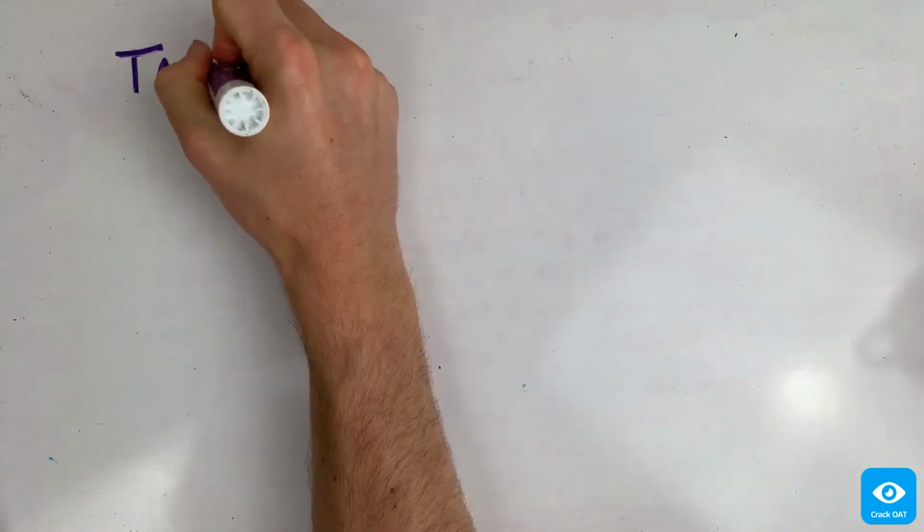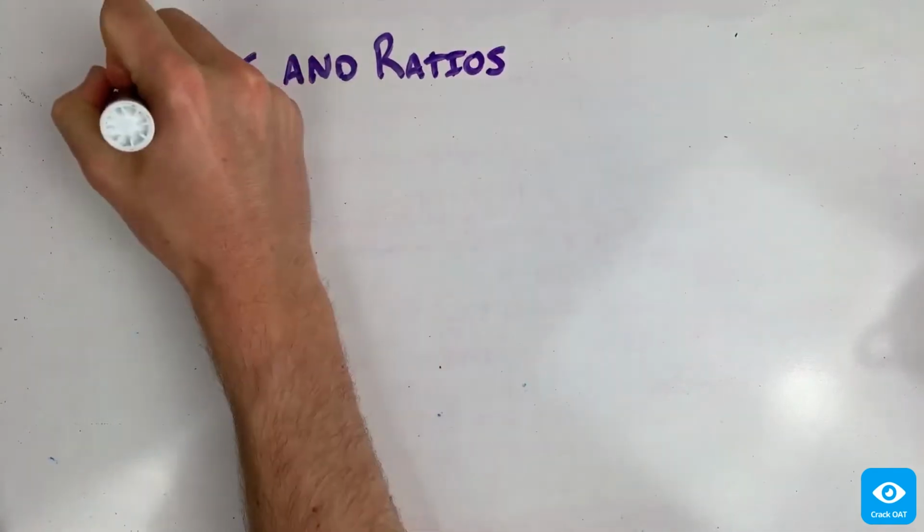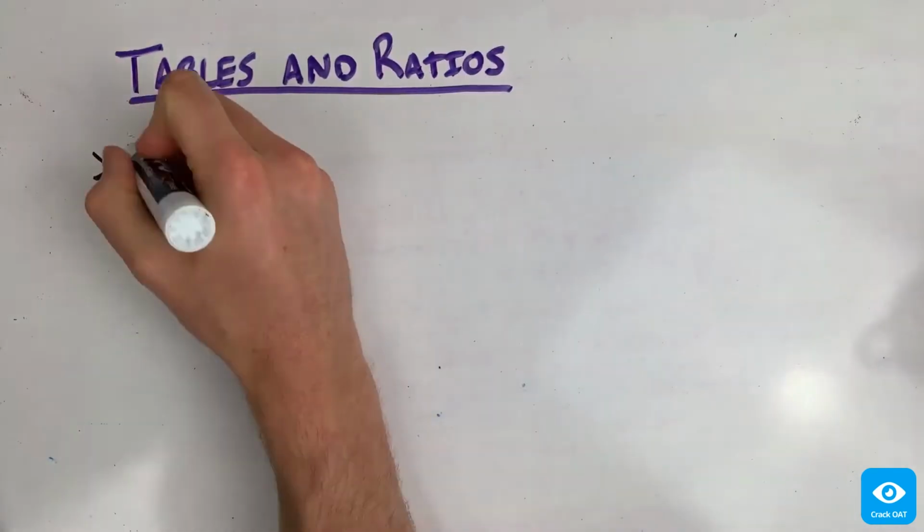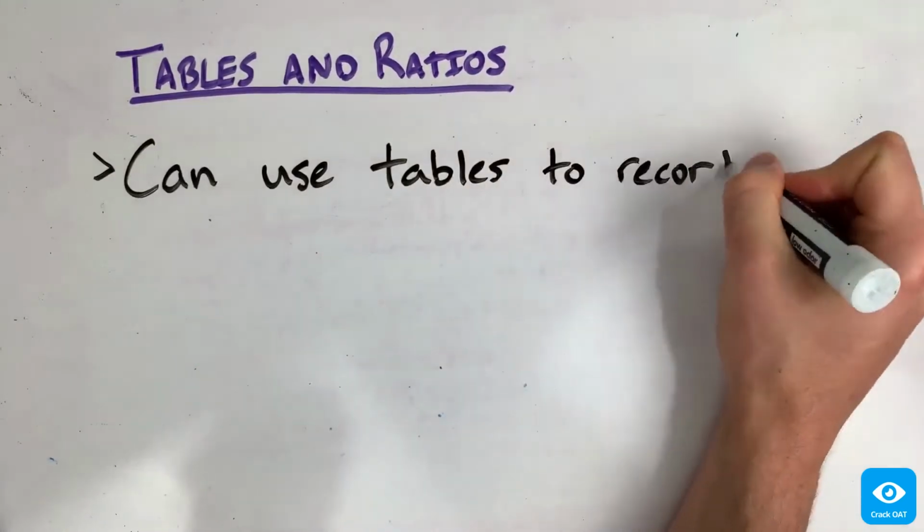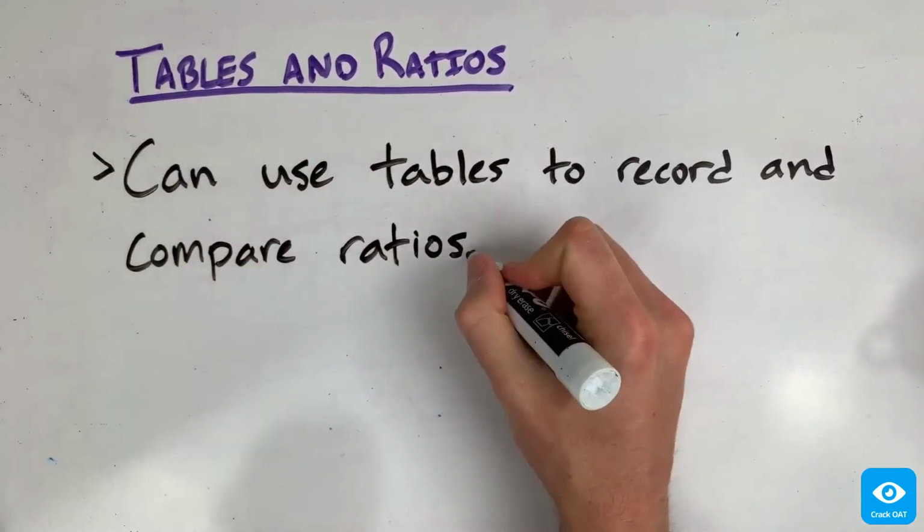We've done a little work with tables and ratios before, but today we'll really get our hands dirty. The important thing to remember is that we can use tables to record and compare ratios.